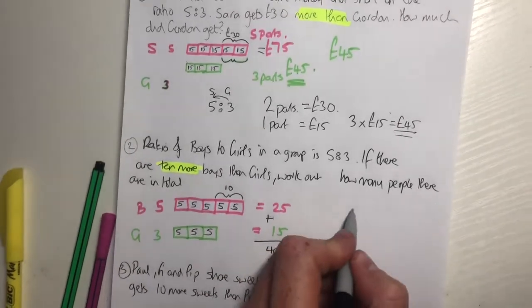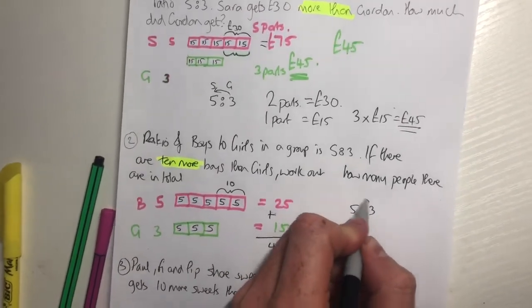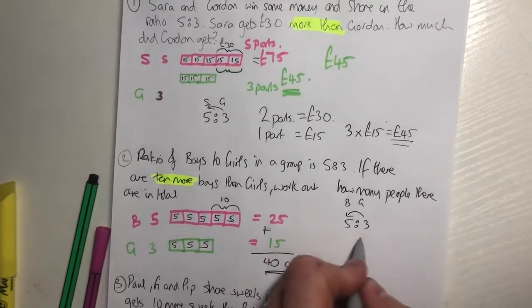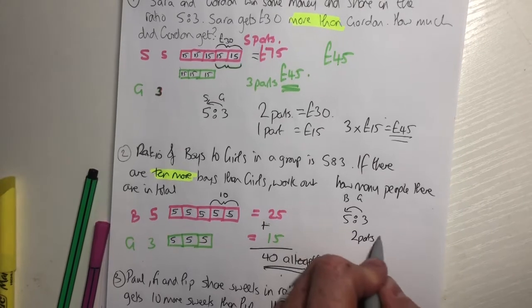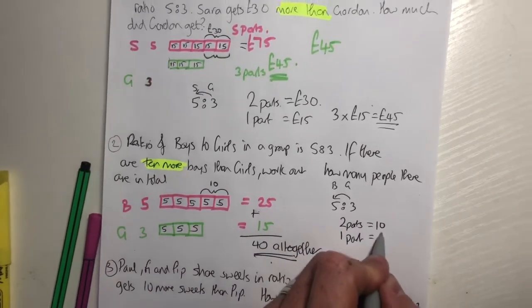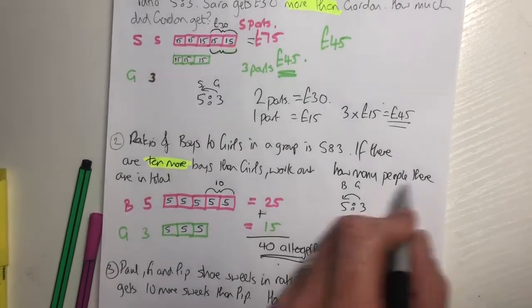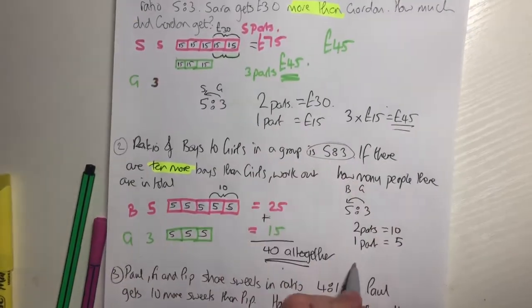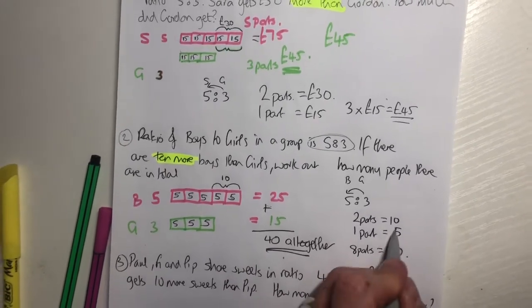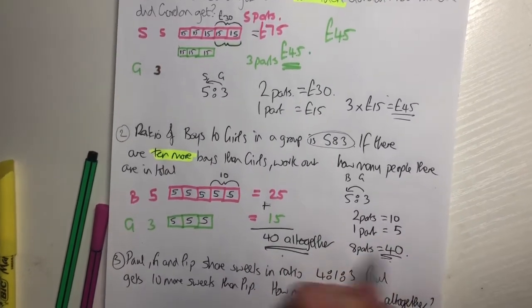Second way of doing it, so 5:3, how many more parts are boys than girls? Well, that's 2 parts. 2 parts is equal to 10. 1 part is equal to 5. This is how many people are all together. Well, if you add the 2 bits together, 8 parts will be equal to 40, because you times 5 by 8. So that, in other words, 40 people.